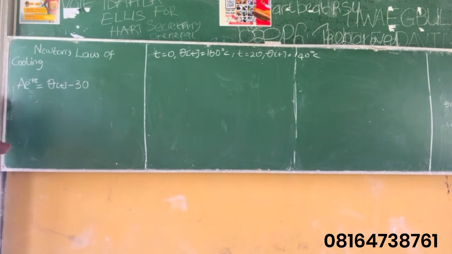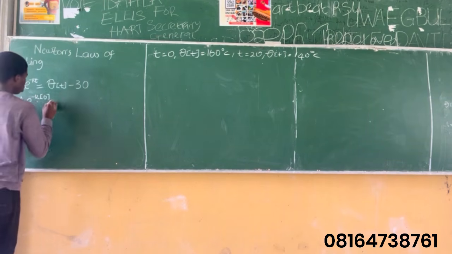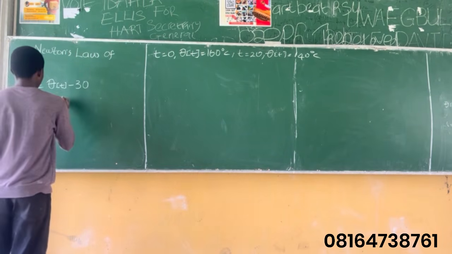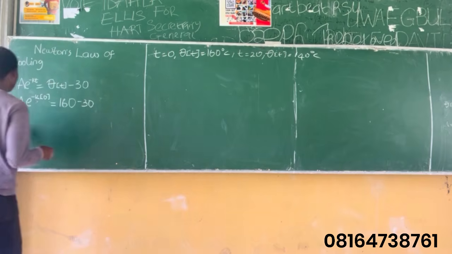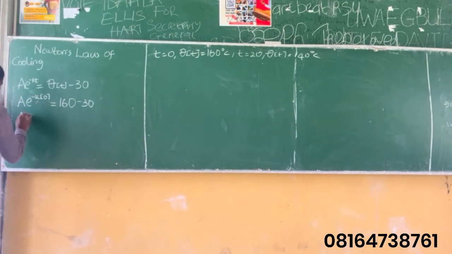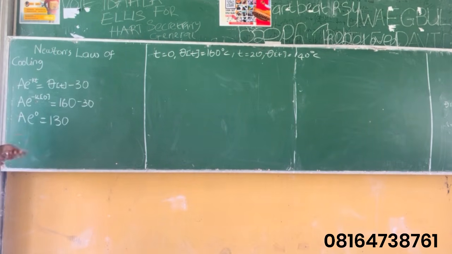So we'll substitute t equals 0. So e^(-k times 0) is equal to, theta is what? 160 minus 30. So this e raised to power 0 is equal to 130. Anything raised to power 0 is 1. So A is equal to 130.